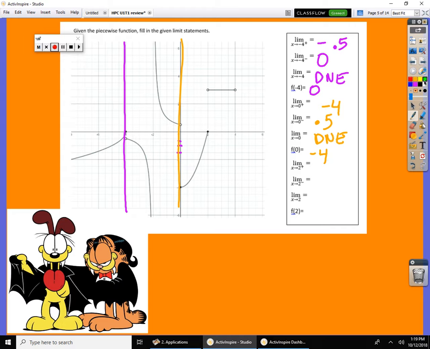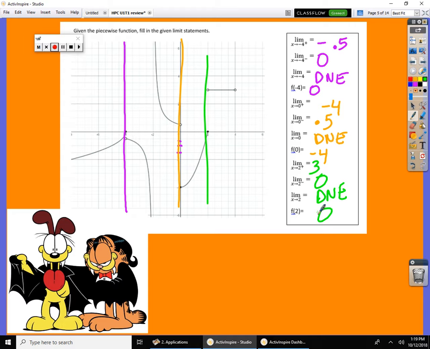All right, final one. 2. The right-hand side touches at a height of 3. The left-hand side, does the limit exist? Does the function of 2 exist? It is 0. Nice job, because that's a closed circle. Okay? Yes.